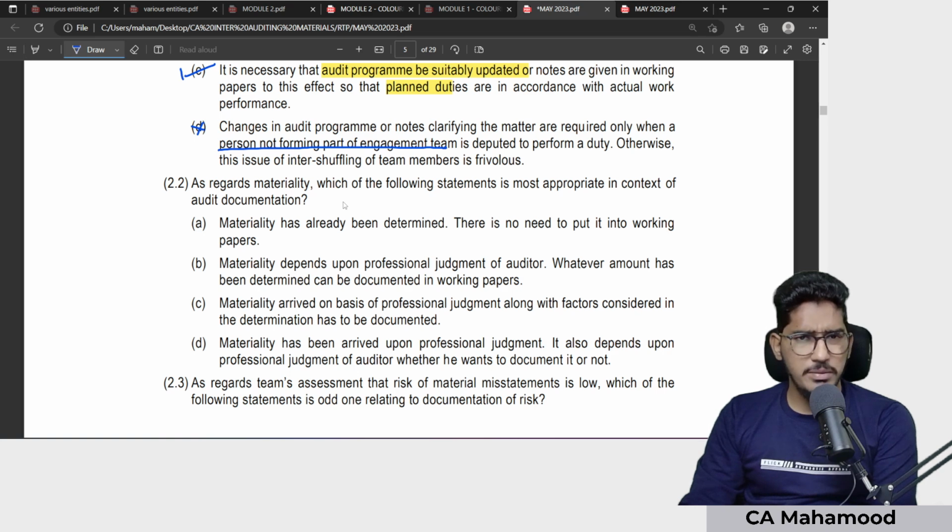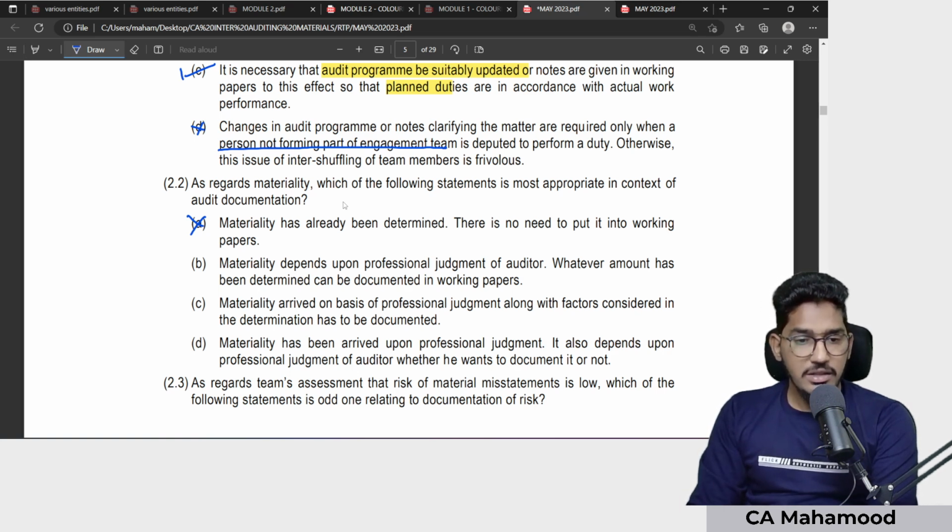Is there no need to document materiality? No, we have to document it. So option A is wrong. Option B: materiality depends upon professional judgment of auditor. Whatever amount has been determined can be documented in working papers. So yes, materiality depends on professional judgment, but whatever amount that you have determined as material, that has to be included in working papers. Agreed.